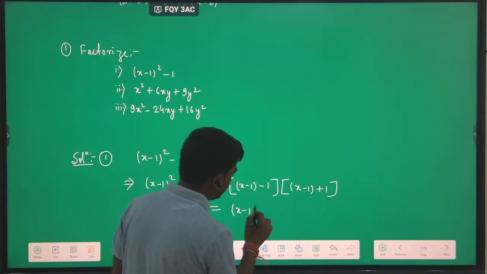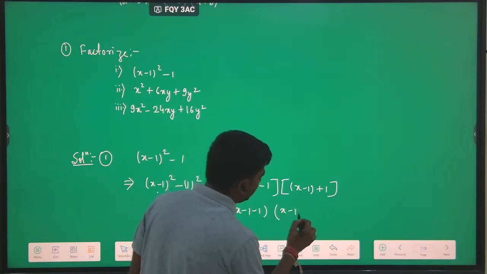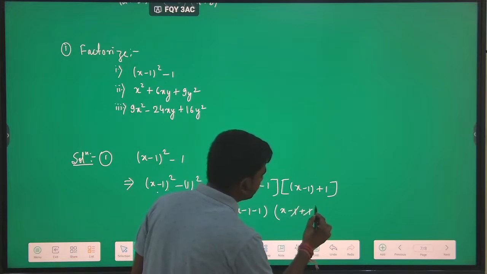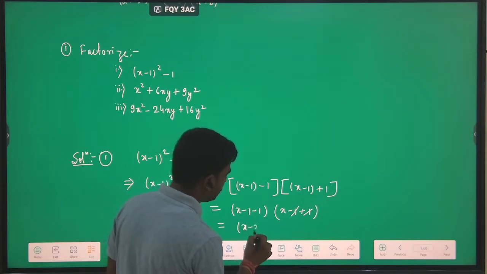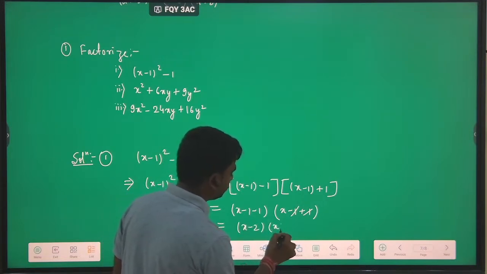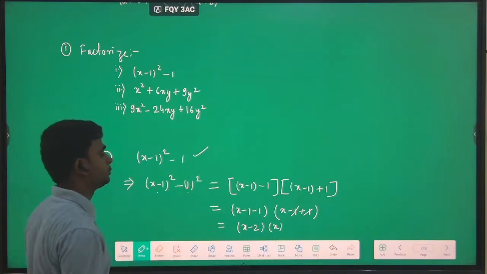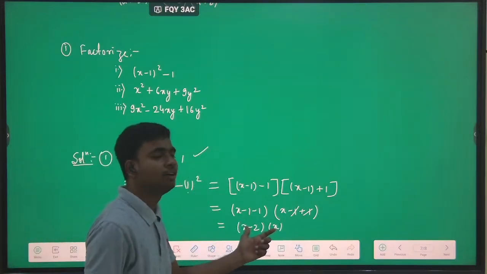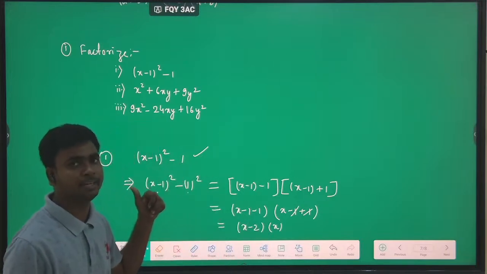So what we will get? Here we will get x minus 1 minus 1 multiplied with x minus 1 plus 1. This plus 1 minus 1 will be 0, and this minus 1 will be minus 2. So it will be x minus 2 into x. So we have made this algebraic expression in the multiples of factors. Okay, so we have factorized this algebraic expression.